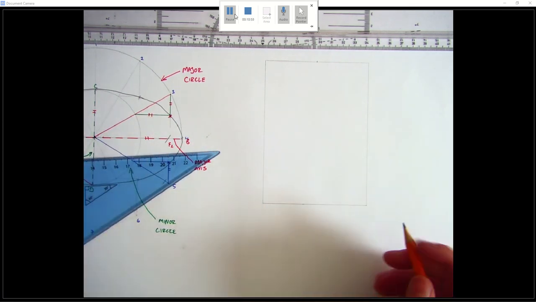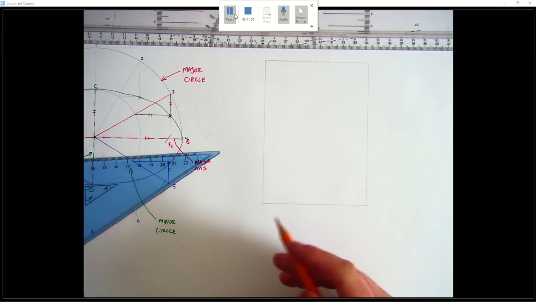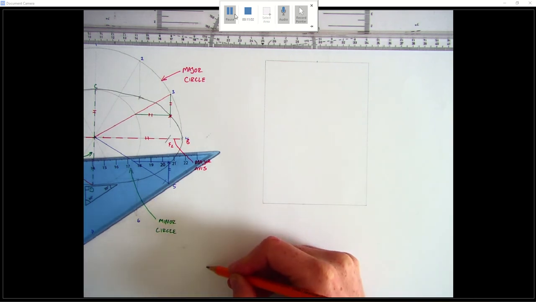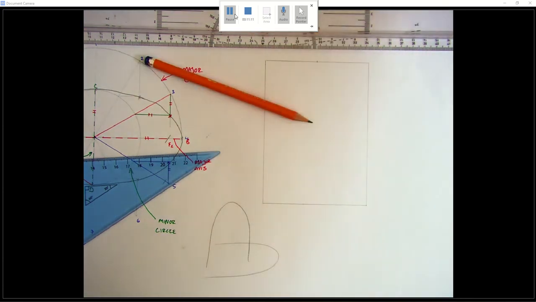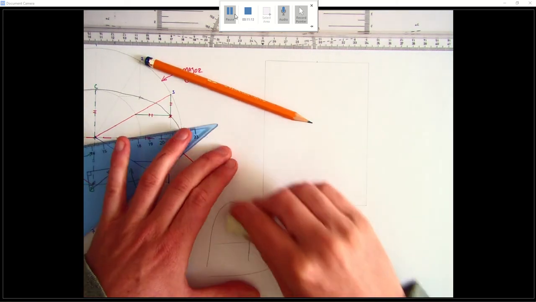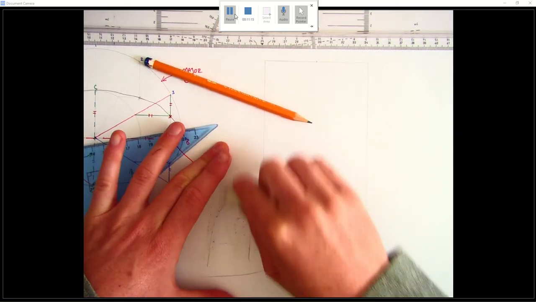Okay, so the parabola is another conic section, and it's basically a curve that looks something like this. Okay, so it can look like that, or it could also maybe look something like that there. Okay, so generally something like that.